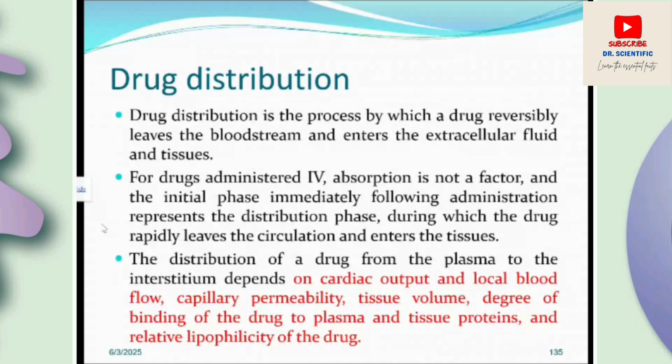Which one makes for a faster redistribution, when the blood flow is low or high? I think when the blood flow is high. Good. That will make the movement faster. How about capillary permeability? If the capillaries are more permeable, do they easily allow molecules to pass through or not? They allow molecules to pass through, so the movement will be high. Good. And how about tissue volume?